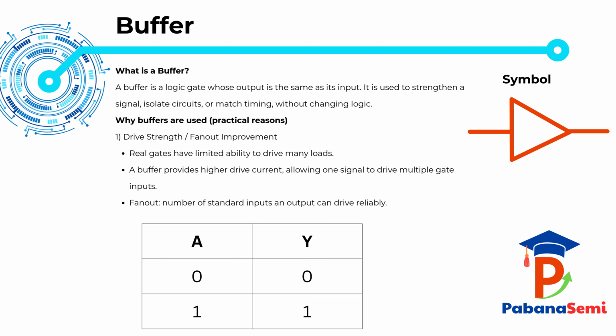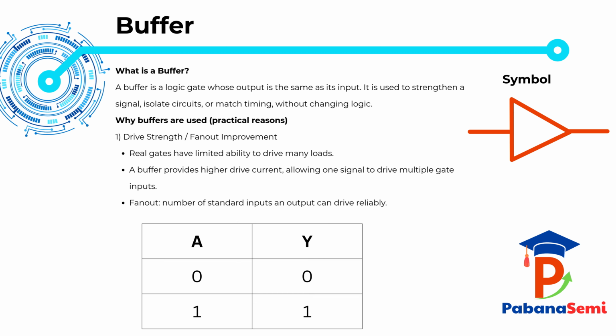The most common practical reason is drive strength and fan-out improvement. In real hardware, a signal source cannot drive unlimited loads. Every gate input connected to a signal adds capacitance, and long interconnect wires add even more load. If one signal must drive many gate inputs, the edges can become slow, and the signal may fail timing. A buffer helps by providing higher drive current so one input signal can reliably drive multiple outputs.